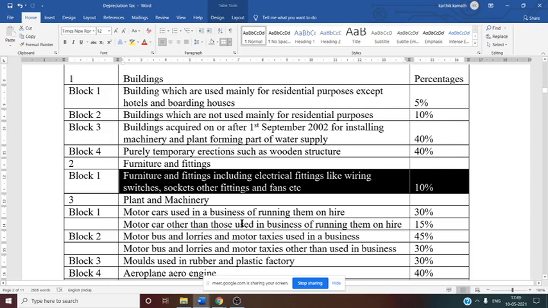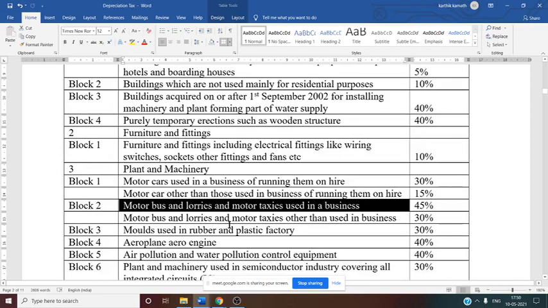Next, block 2, motor bus and lorry. Motor bus and lorry come in the category of a truck. Generally they give you 30% for a truck in the questions. Now in block 2, motor buses and lorries and motor taxis used in the business, 45%. If it is used for business, 45%; if it is used for other purposes, then it is 30%. In the previous block 1 also, if it is used for business, 30%; other than business purpose, it is 15%. So here we have to remember the rate for truck, that is 30%.